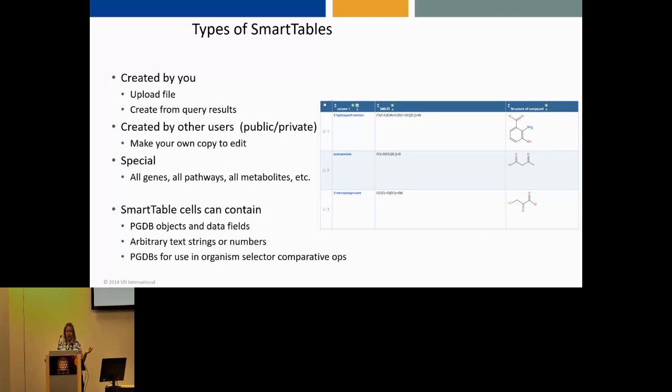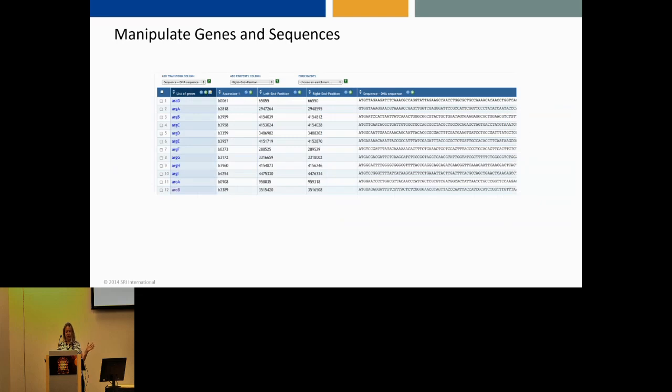And then we predefine a set of what we call special smart tables. These are things like all genes in the current organism, all pathways in the current organism, all enzymes, etc. And then a smart table can contain both PGDB objects, but also other fields like numbers, like your omics data, perhaps. Here's just another example of a metabolite smart table. These are metabolites. We're also showing the SMILES string and the compound structure. And this is just one more example of a gene smart table, this time with the sequences in there. You can do a lot more things with smart tables, but I don't have time to go into that. I do encourage you to check them out.